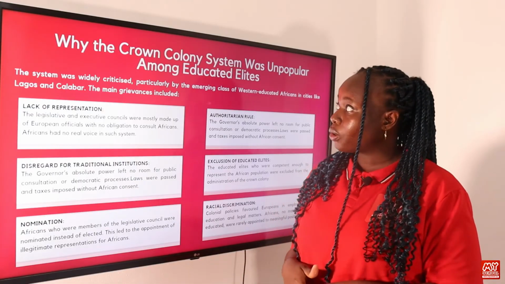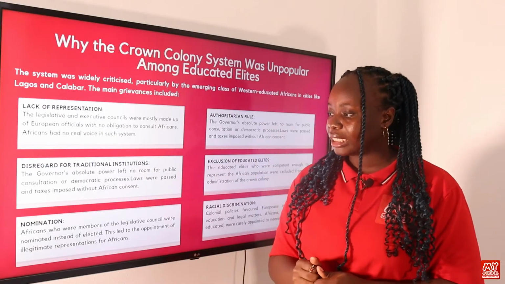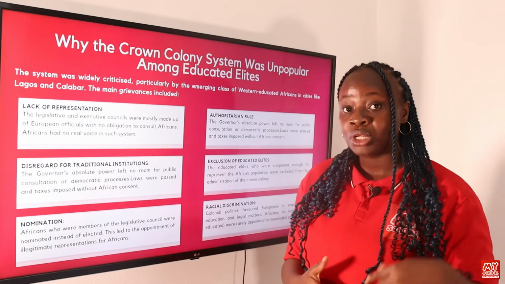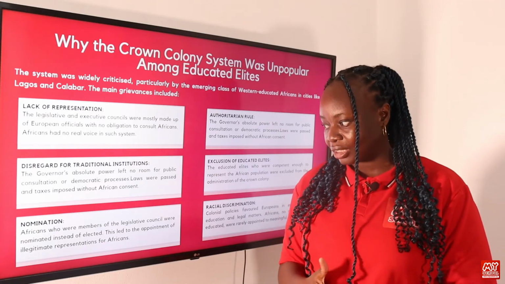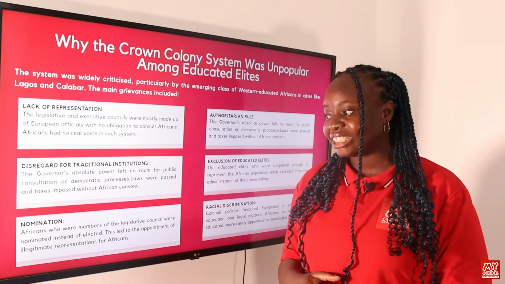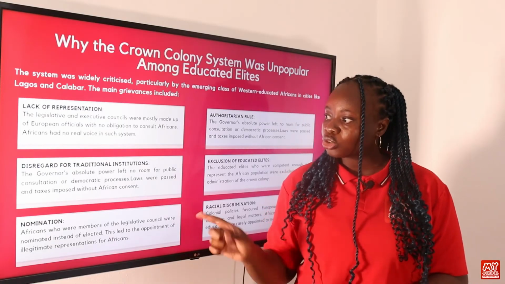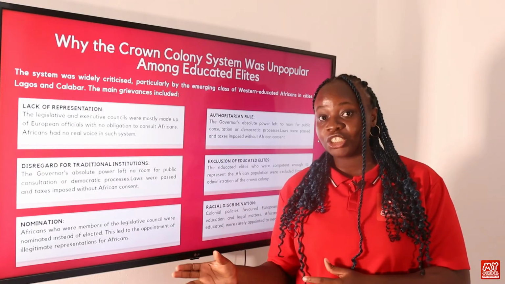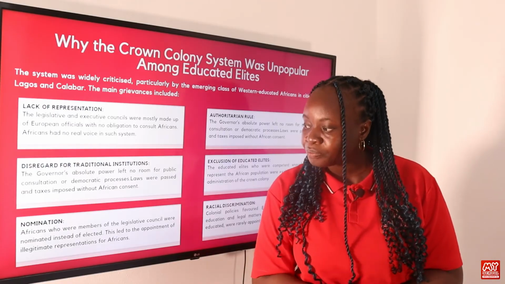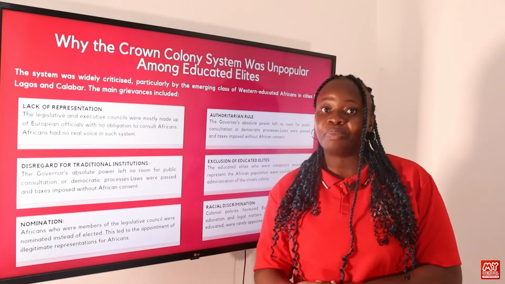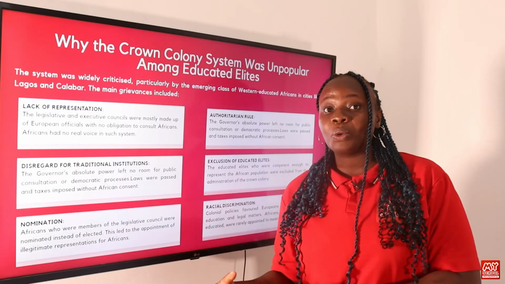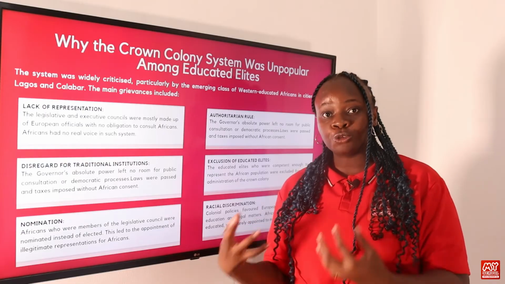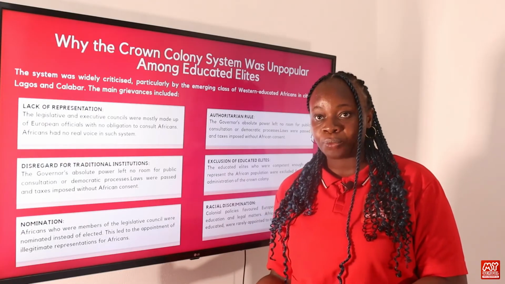Another reason why the Crown Colony system was not popular among the educated elites was the nomination process. Africans who were members of the Legislative Council later on were nominated instead of elected. This led to the appointment of illegitimate representations for Africans. Some of these traditional rulers that were part of the Legislative and the Executive Council later on in history were people that were nominated by the British colonial government. These people that were nominated were loyal to the British Crown, and so they were not fully representing the interests of the African people.